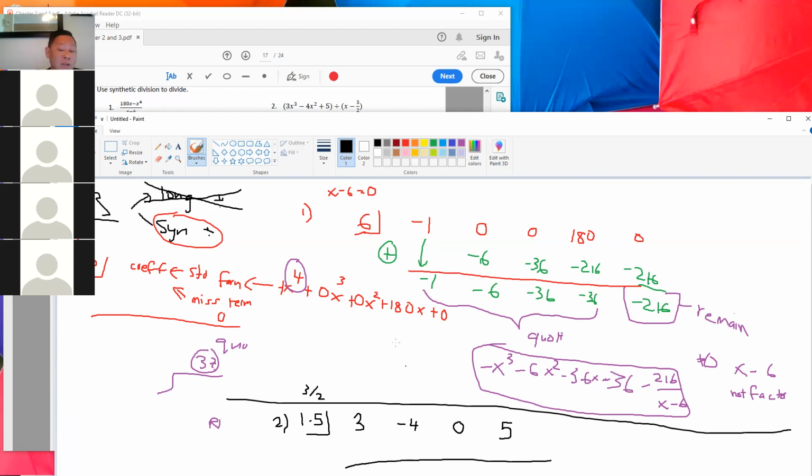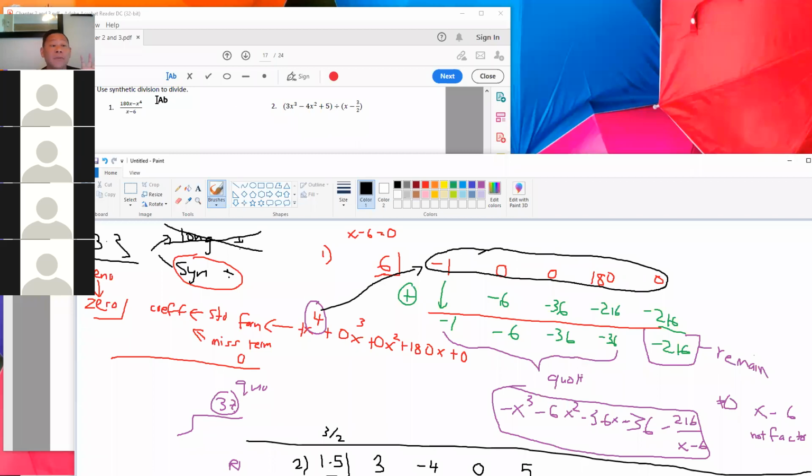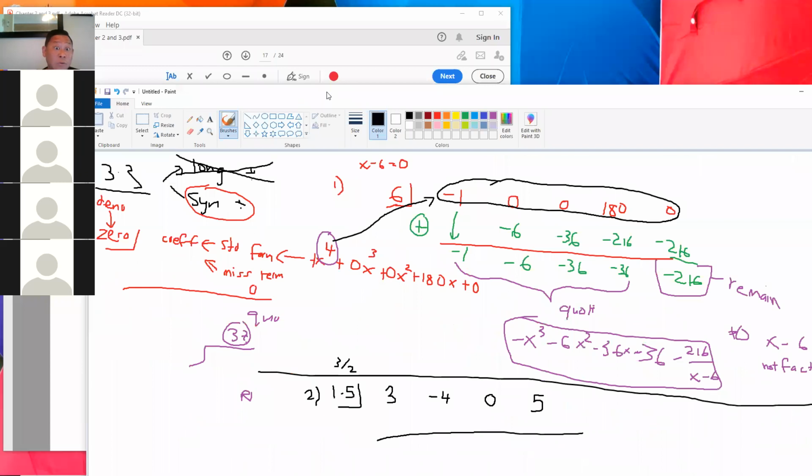5. So I just want to point out to you guys, if you see power 4, how many numbers should you have? You have 5 numbers. This one is power 3, right? So how many numbers should you have in here? You should have 4. So make sure you know that when you see power 3, you should have 4 numbers. If you see power 4, you should have 5. And if you don't have those, it means you're missing the zeros.